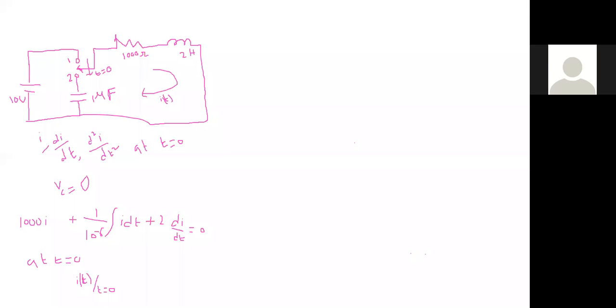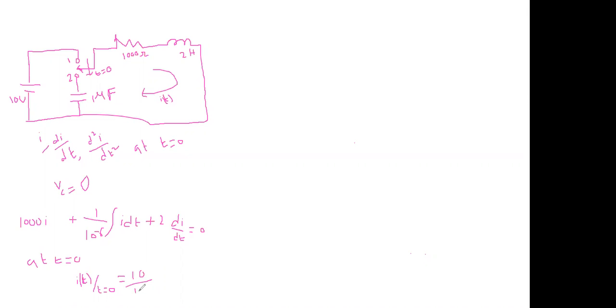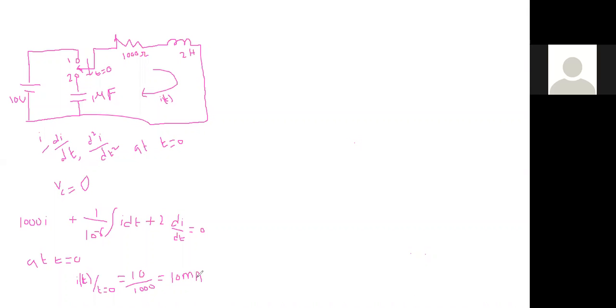t equal to 0, I of t equal to 10 divided by 1000. Then what is the value here? 10 divided by 1000 equal to 10 milliampere. See here, when t equal to 0, I of t equal to 10 milliampere.